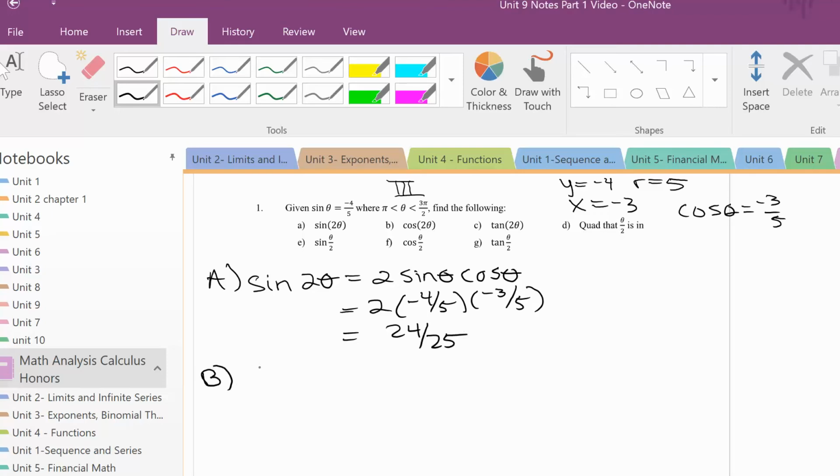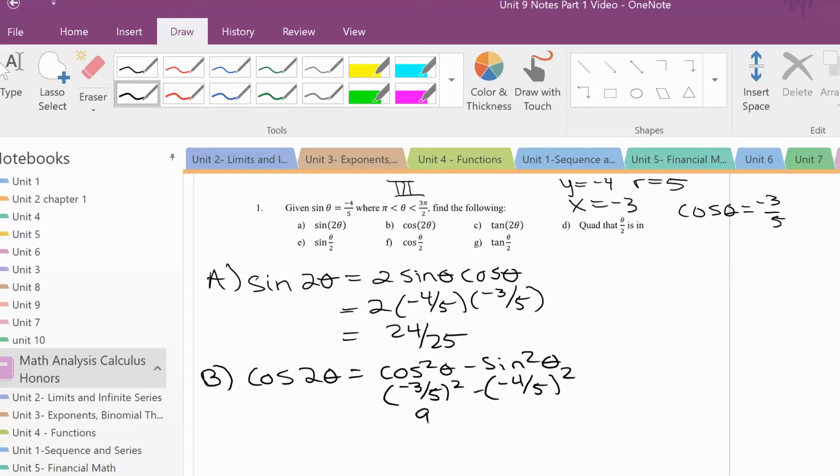Now, for cosine 2 theta, you have 3 ways that you could do this. I'm going to use the one that says cosine squared minus sine squared. So it's going to be (-3/5) squared minus (-4/5) squared. So it's going to be 9/25 minus 16/25, which is -7/25.